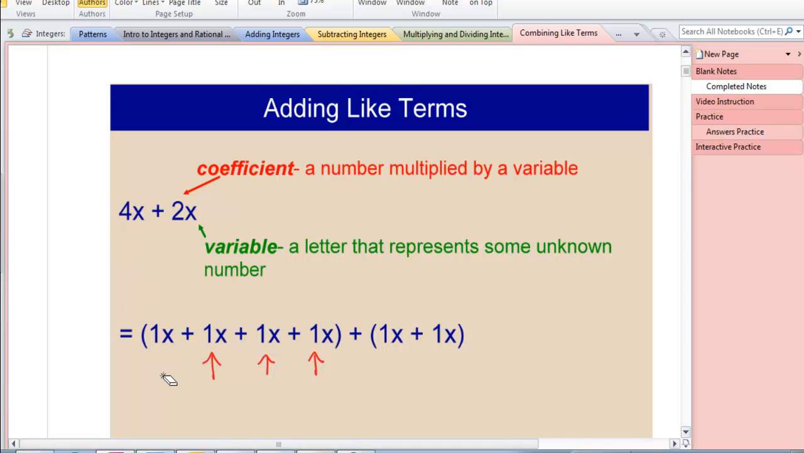The same idea holds true for 2x. 2x means that I have 2 of some number. So I have that number plus that number again, but instead of saying 1x plus 1x, I just go ahead and say 2x as a shortcut. So therefore we can conclude that if we're adding 4x plus 2x, that's the same as adding 1x 4 times and then 1x 2 more times. Altogether, how many x's would you imagine that we have? If you were thinking 6 x's, you would be correct.